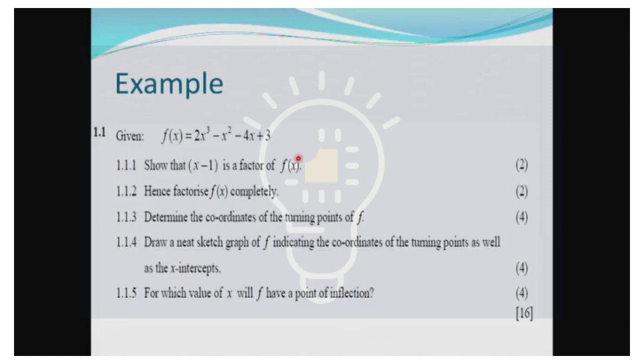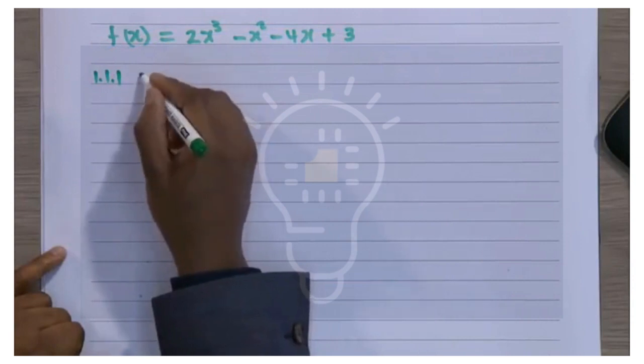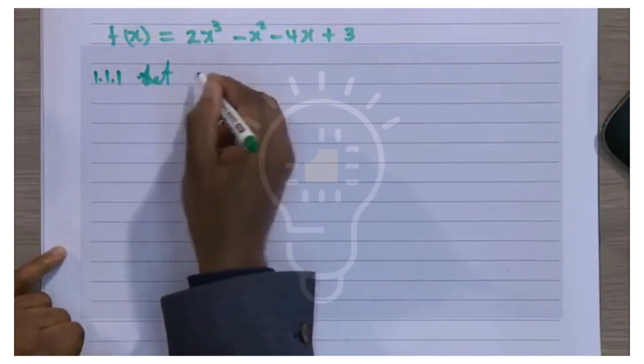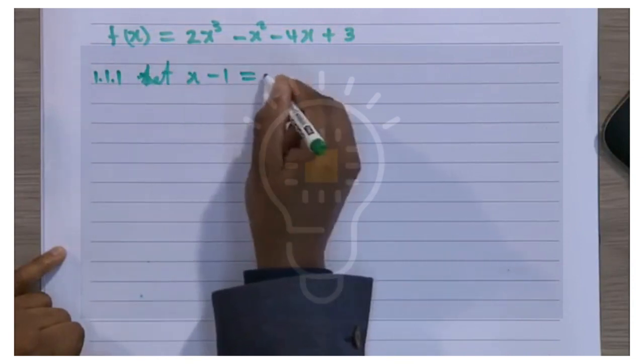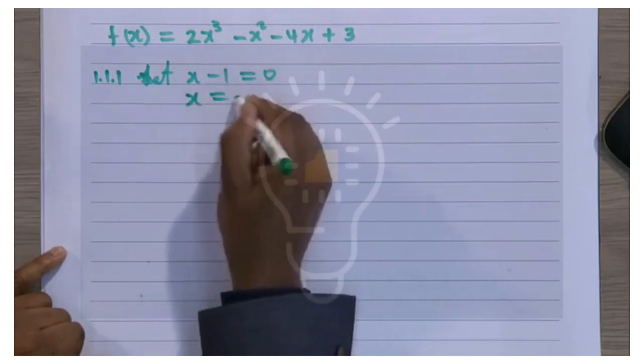When they are doing this, they are saving you the effort of trying to find that first number that makes f of x equal to 0. So we need to show that x minus 1 is a factor of f of x. What do we need to do, learners? Remember, we let x minus 1 equal to 0. Then taking minus 1 over, we'll have x equals 1.